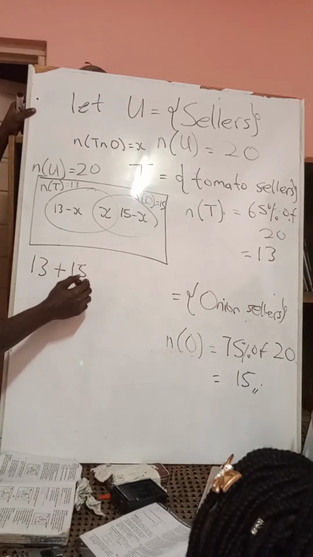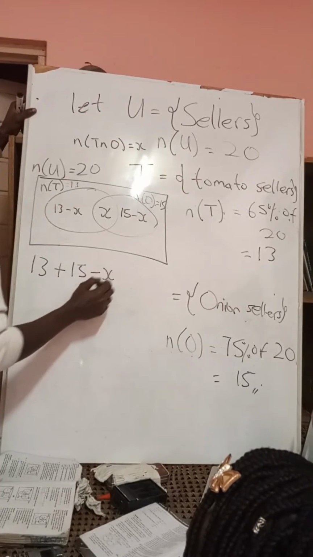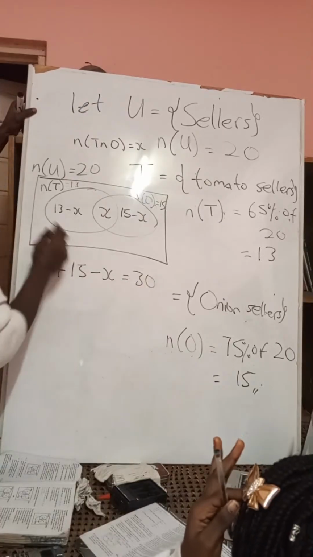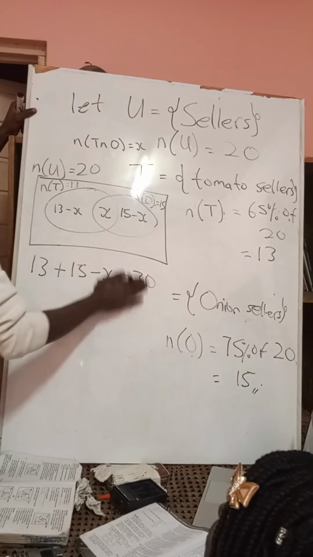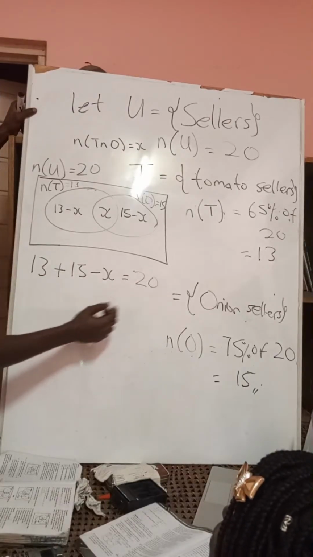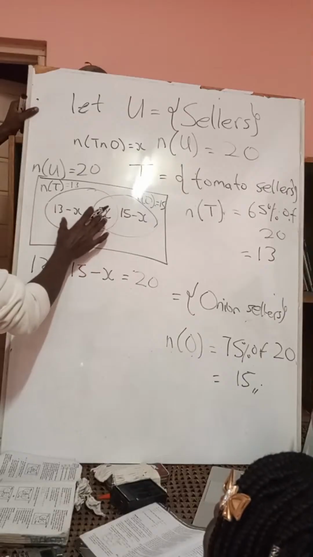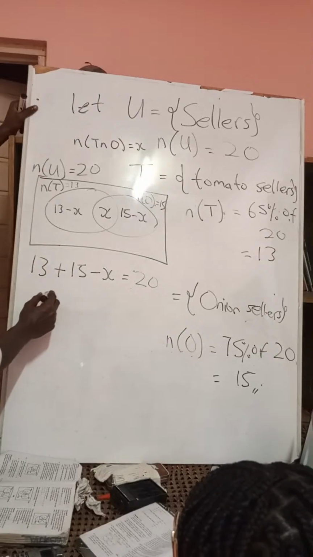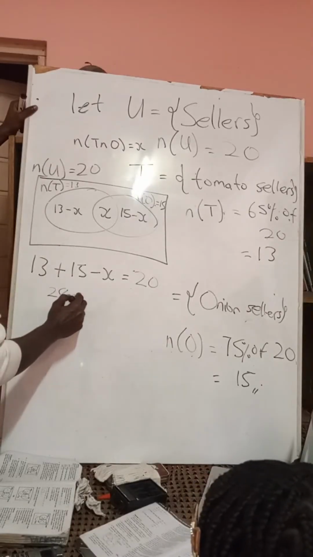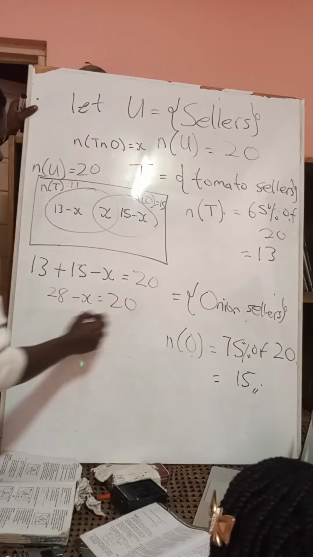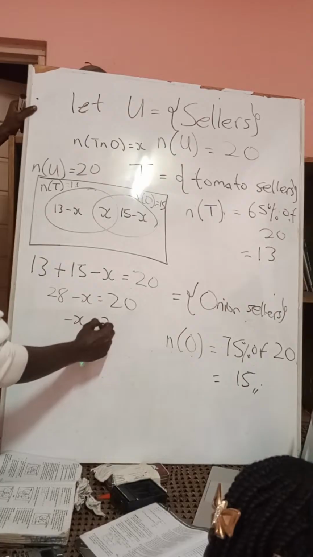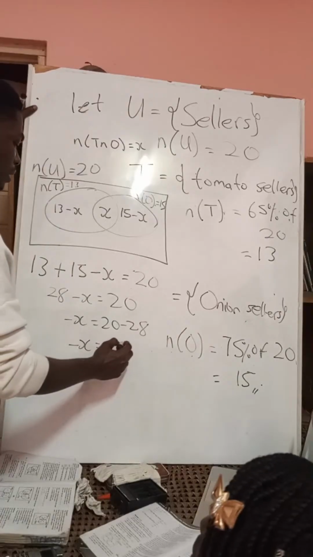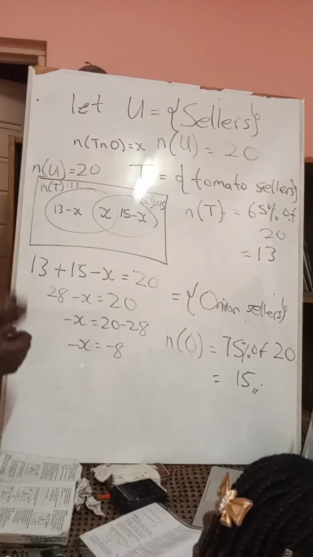Plus 15 minus x equals 20. Good. So this is region 30 is 20. This is region 1 and 2, region 1 plus region 2 plus region 3. There is nothing here. So you are going to find that 13 plus this one is what? 28. 28 minus x equals 20. Then minus x equals 20 minus what? 28. Minus x equals what? Minus 8. 20 minus 28.